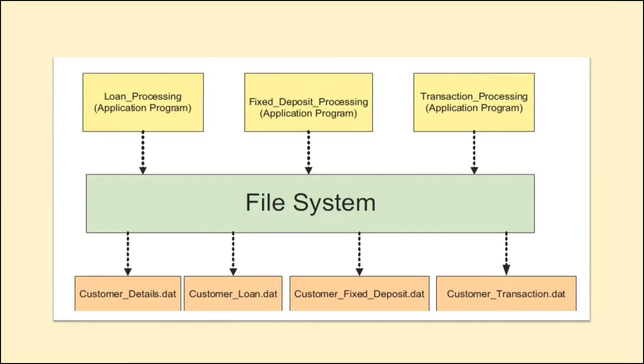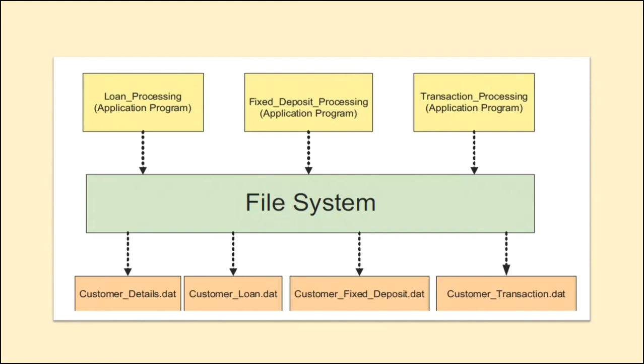Problems with this approach. What is that? Program and data dependence. You know that the loan processing application is dealing with the customer details file and the customer loan file, right? Suppose I change the structure of the customer details file, then what will happen? Definitely, your program won't work. It will break, right? You have to update the customer processing application program logic also. You need to change the application program, the code, also, right?